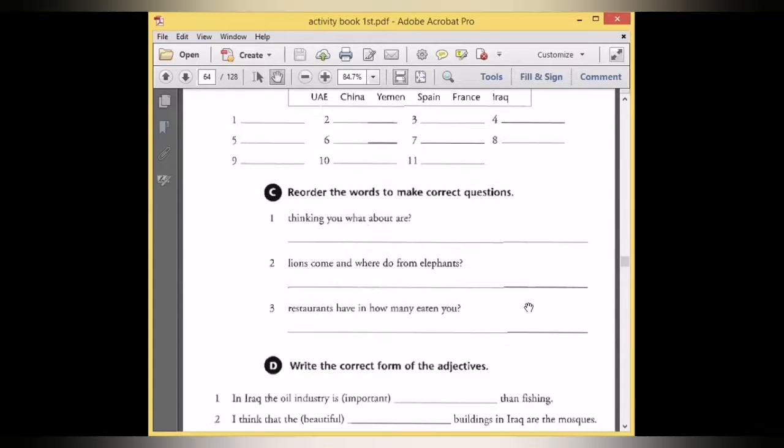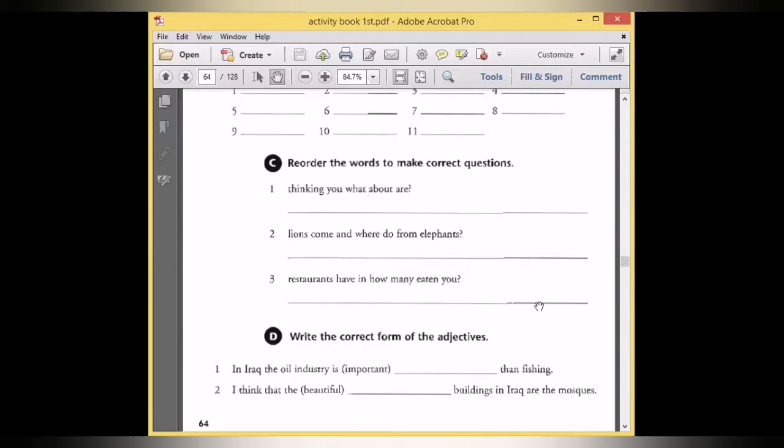Okay. So now let's move to exercise C. Here you have these questions which are not properly arranged. So you should arrange them in a proper way to form correct questions. Pay attention that these are WH questions and that you have prepositions here. So you can put the preposition maybe at the end. And how to reorder these questions.